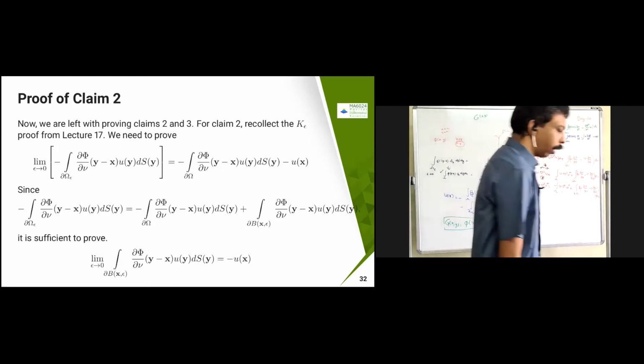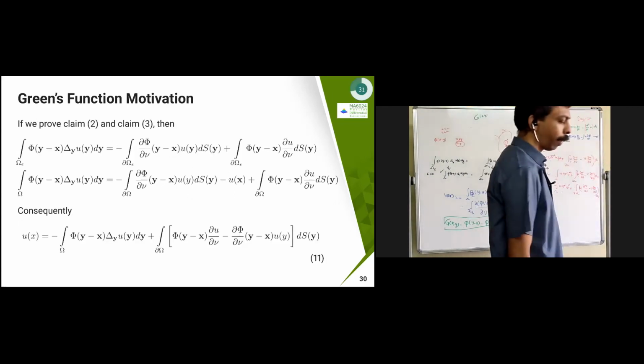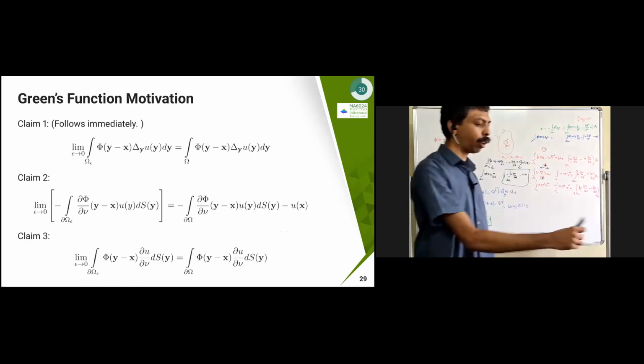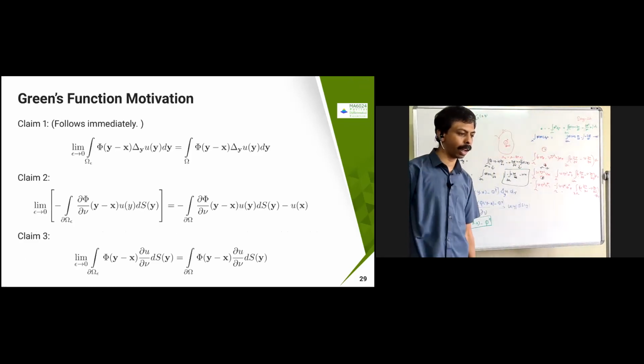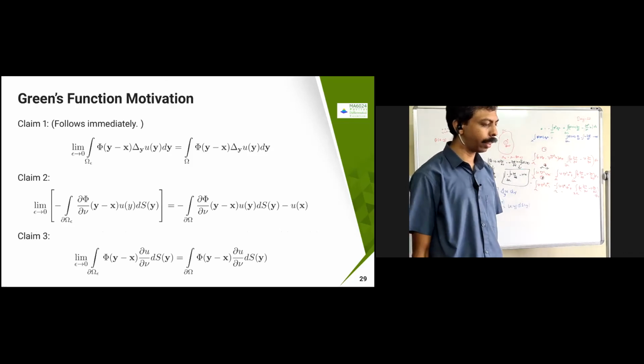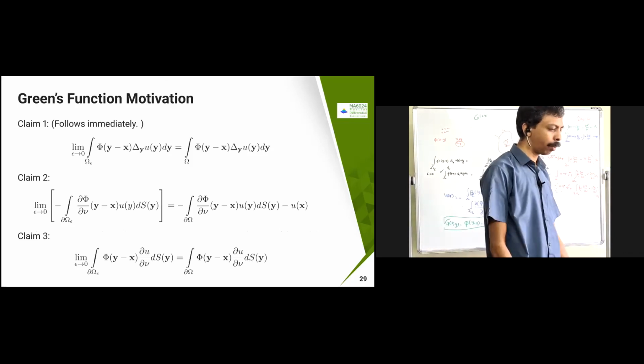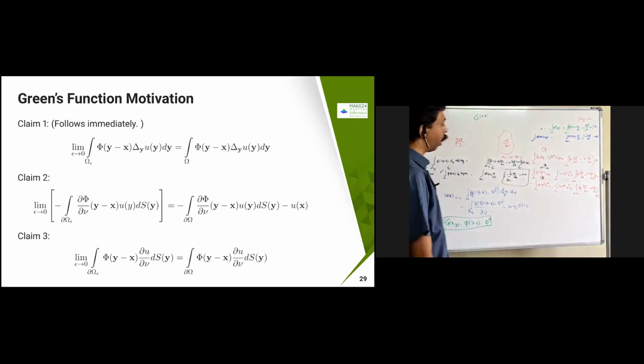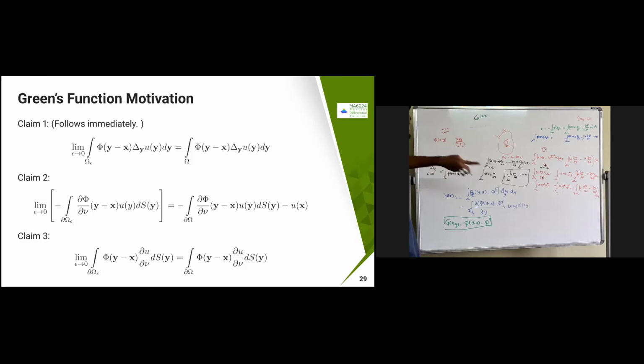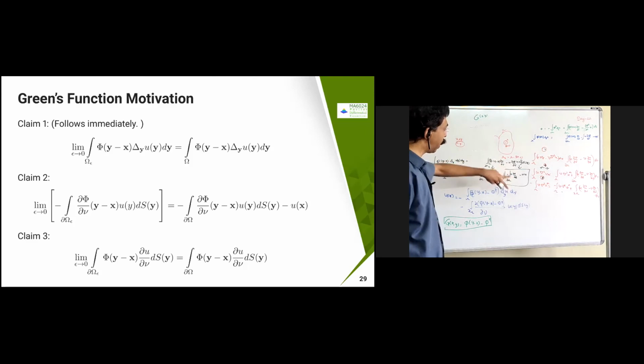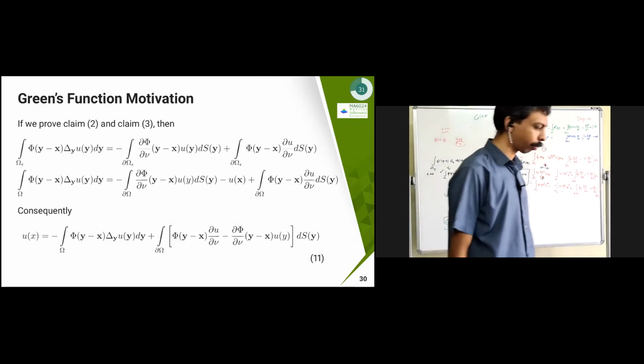Now the proof of claim one follows immediately. Claim one follows immediately because if you just apply epsilon tends to 0, this is not going to become any problem, because at that place this will exactly coincide with that pi of y minus x. So there you won't get any problem. Only this place and this place will have some problem, so those places we need to evaluate.